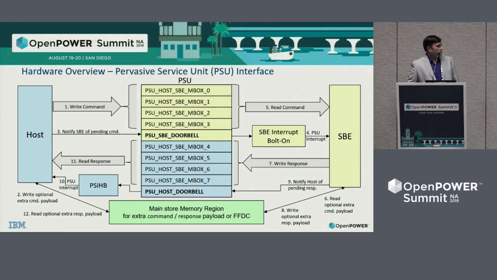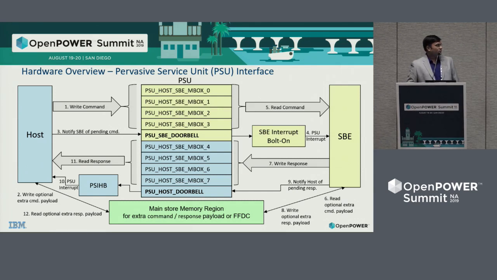So the typical sequence is the host writes its command in these registers, and once it's done writing the command, it sends a doorbell register which interrupts the self boot engine, and the self boot engine goes and starts interpreting this command, and based on what it needs to do, it executes stuff and writes back a response here, and then again notifies back the host via the host doorbell, which goes to the PSI host bridge, which interrupts the host saying, I have a response pending.